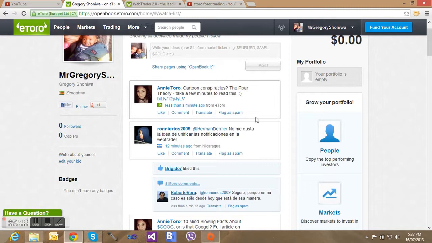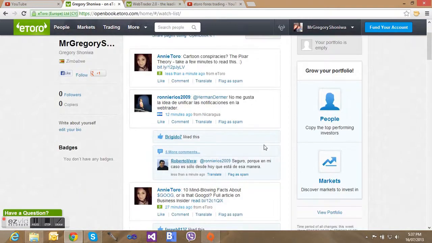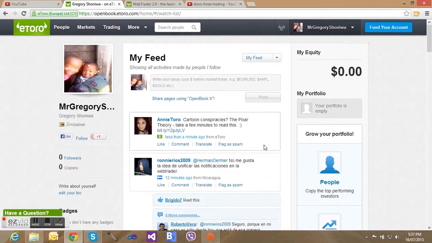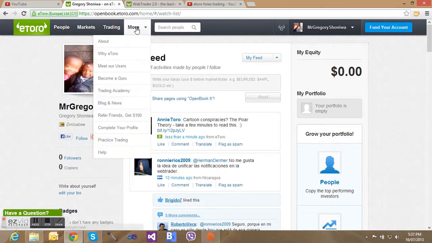basically like Facebook. The good thing about Etoro is you actually log in through your Facebook account, so you can create a great community of trading.